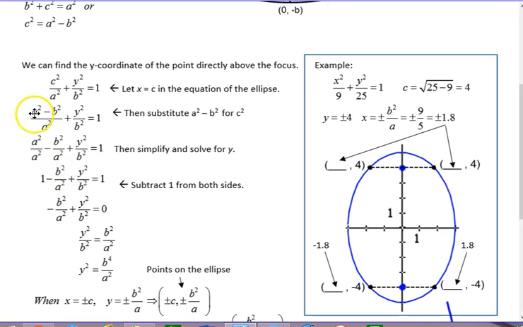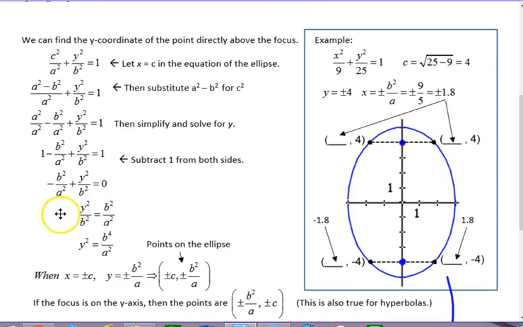That leads to the next equation, (a squared minus b squared) over a squared plus y squared over b squared equals 1. Well, a squared over a squared just equals 1, so now I have a 1 on both sides of the equation, which I can subtract off on both sides, and so that leaves me with this equation now. Negative b squared over a squared plus y squared over b squared equals 0. I add b squared over a squared to both sides, and that leaves me with a simple ratio, and then multiplying both sides by b squared, I would end up with y squared equals b to the fourth over a squared. And then when I take the square root of both sides, y equals b squared over a.